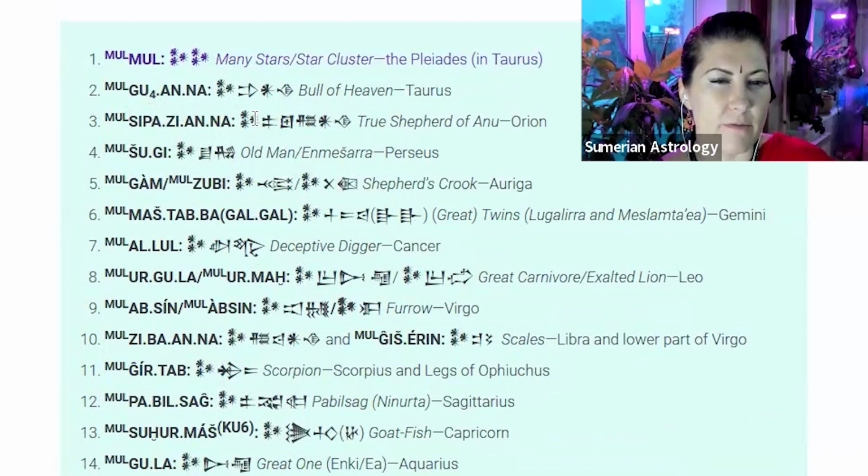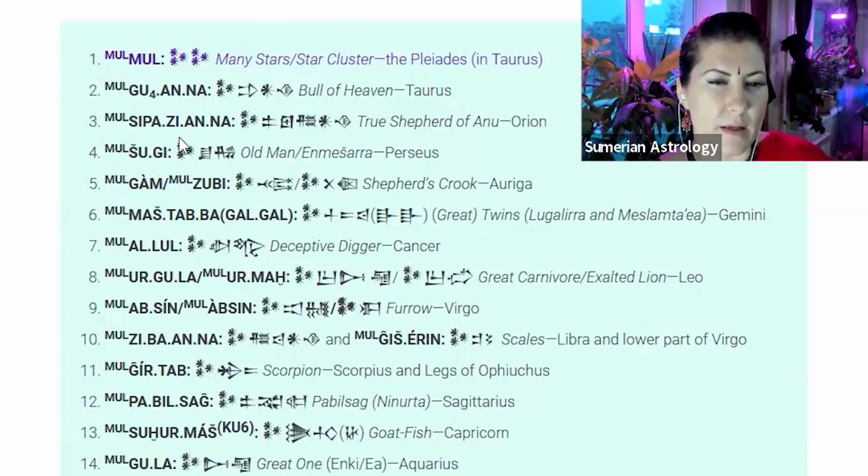Mulguanna, which means bull of heaven, which is obviously Taurus. Gu is bull, wild bull in particular. An is the god of the sky or the sky itself. Again, we see the reduplication of this sign. You can also read this as the bull of An, which we will talk about in that article.